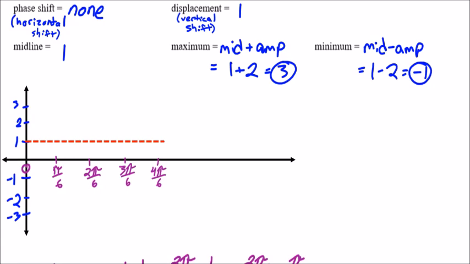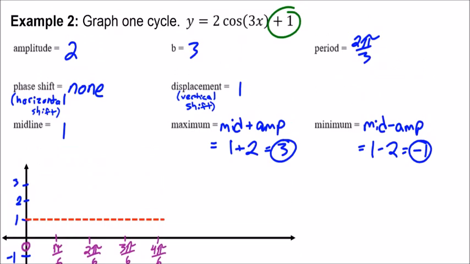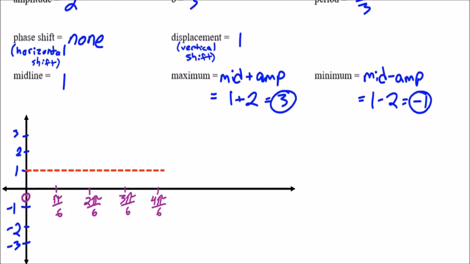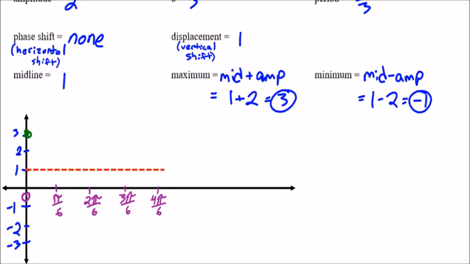And now our maximum is at 3, and our minimum is at -1. All the x-intercepts are going to be not on the axis, but on the midline. So let's just take a look. This is a regular cosine function, so that means our function is going to look like this guy. And it's going to start at our maximum point, because cosine waves always start at the max. So our first point is going to be where our max is located, which is 3. That's our first point, right at 3.